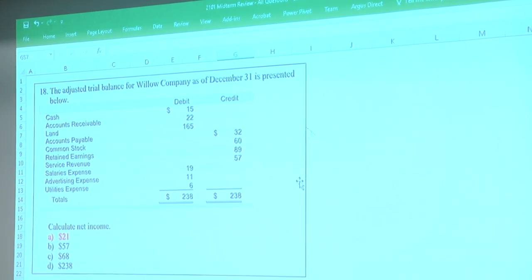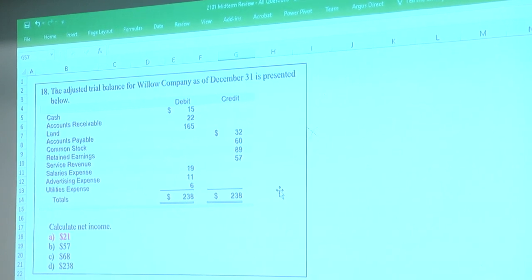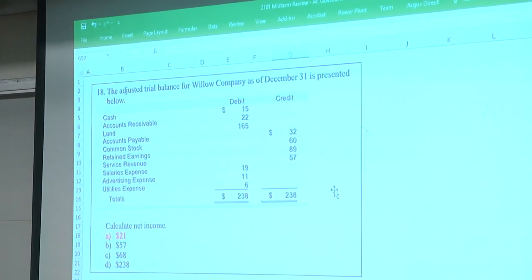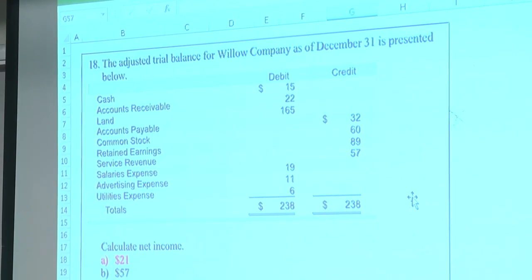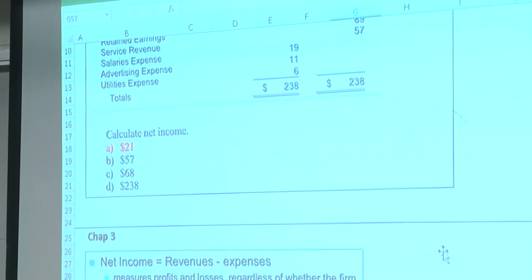So for this question, we're still on chapter 3 here. It tells us that the adjusted trial balance for the Little Company as of December 31st is presented below. It gives you a lot of accounts and their balances, and it asks you to calculate net income. So the answer is A, 21. Let's take a look at why.